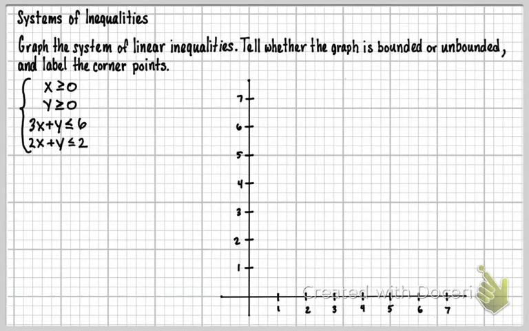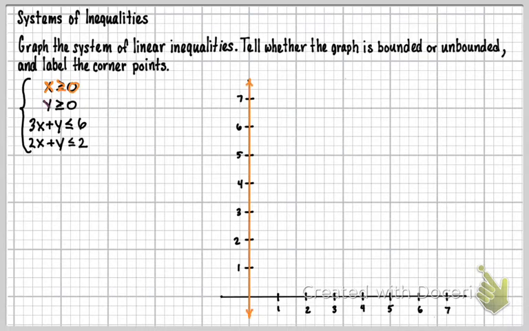Graph the system of linear inequalities. Tell whether the graph is bounded or unbounded, and label the corner points. So the first one we're going to graph is x greater than or equal to 0. Right now, though, we just want the boundary, x equals 0, and that's going to be the y-axis.